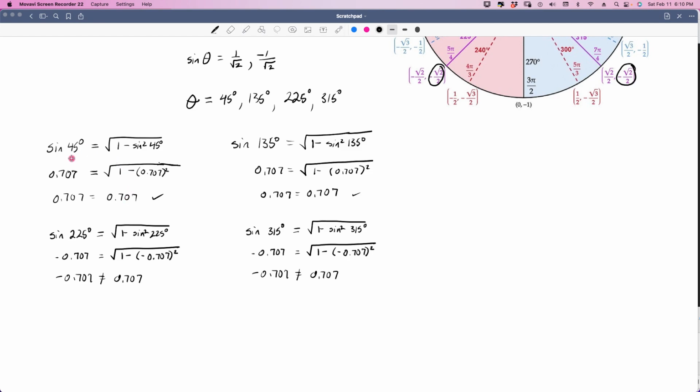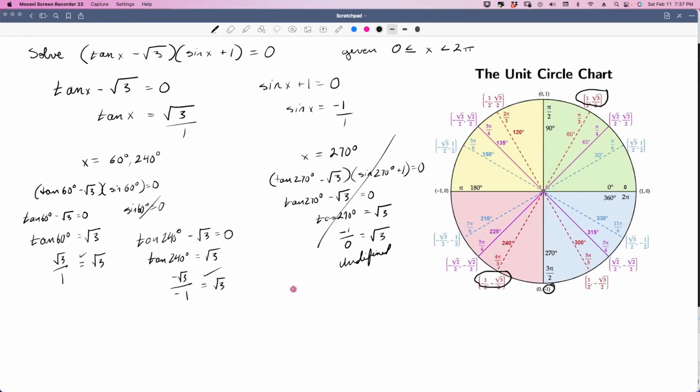So you can see that the sine of 45 degrees and 135 had a positive result. Both of those are set equal to each other. But the sine of 225 and 315 degrees gave us a negative and its opposite. Same number, just opposite values. So they were not equal to one another. So therefore, 225 and 315 are not valid roots of theta. So our theta answer is 45 degrees and 135 degrees.